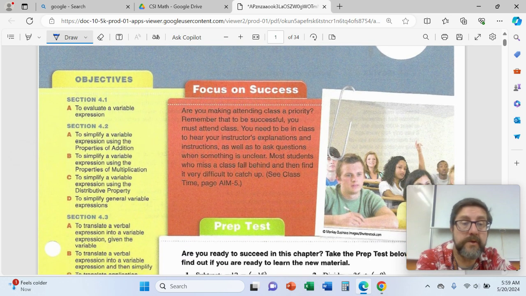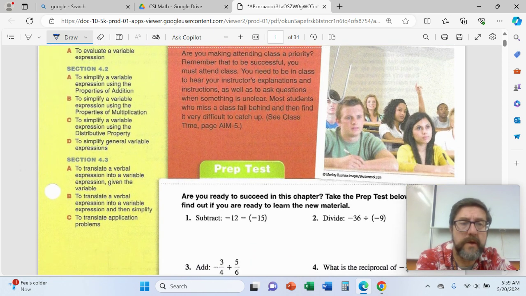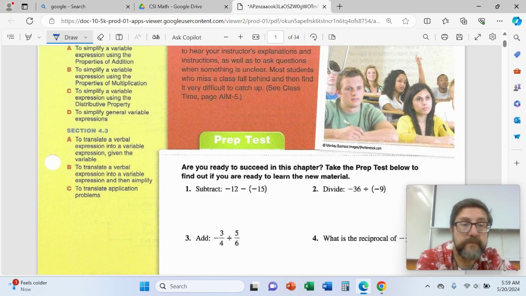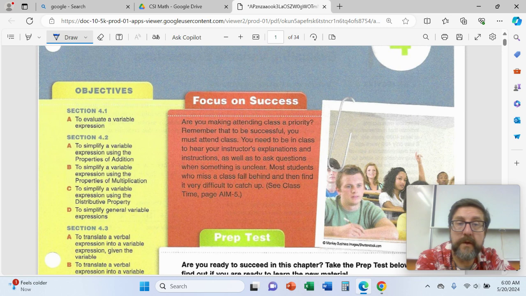That's all this chapter. Let's go over 4.3. It doesn't look like we have as much this time. To translate a verbal expression into a variable expression given the variable. To translate a verbal expression into a variable expression and then simplify. To translate application problems.